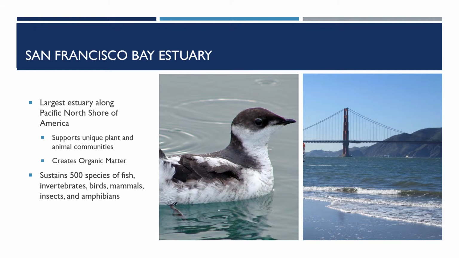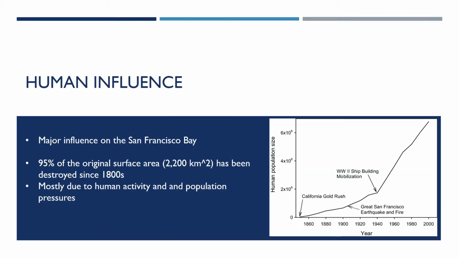And today, extensive habitat loss and fragmentation have drastically reduced the number of species residing in the bay, as well as the population numbers existing within each species. So why has this happened? That's in part due to human impact.